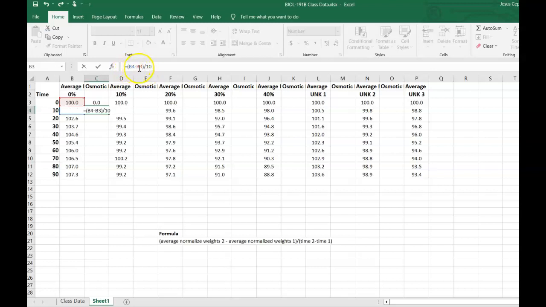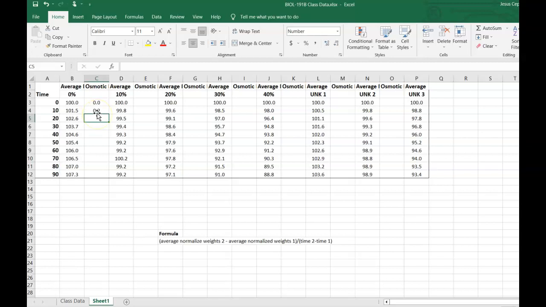It's important that you use these parentheses because otherwise, when it solves the problem for you, if it doesn't have the parentheses, it's not going to subtract first. It'll divide first and then subtract. So it'll do it out of order. You have to include the parentheses so that it subtracts these numbers first, then divides. So when I hit enter, it'll give me an osmotic rate. Here you can see that it gave me a 0.2.